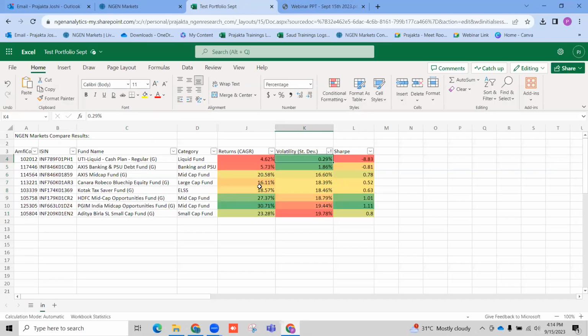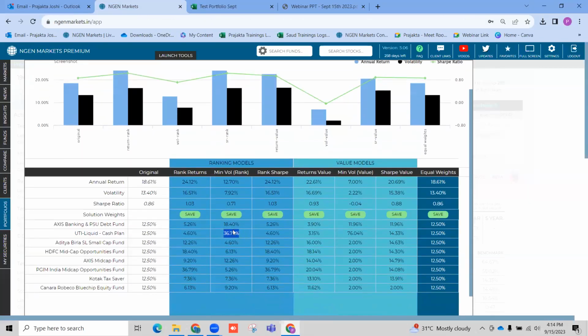Okay. So what we can typically see is the lowest volatility is by UTI Liquid Cash Plan, with a volatility of 0.29. That's just close to 0.30, right? Which is the least volatile or the least risky fund. And that's exactly the reason you can see the highest allocation being given to this UTI Liquid Cash Plan, right?